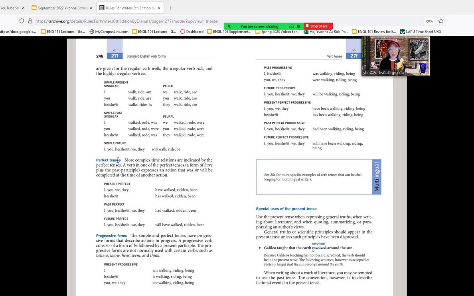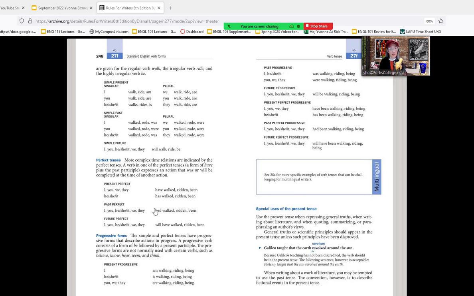Then you have the perfect tenses. When you have the perfect tenses, you have 2 actions going on at the same time. And the perfect tense is always the action that happens first. So here you would say, I have lived, that's present perfect, I have lived in Los Angeles. So that happened first. I moved to Los Angeles, and then for 35 years. So you have 2 actions, and the perfect tense is always the action that happens first.